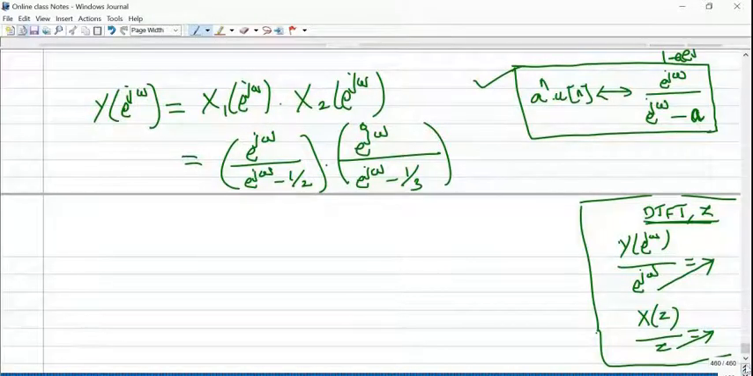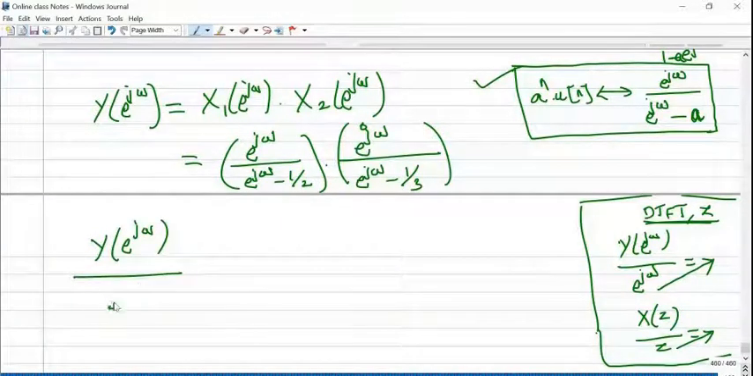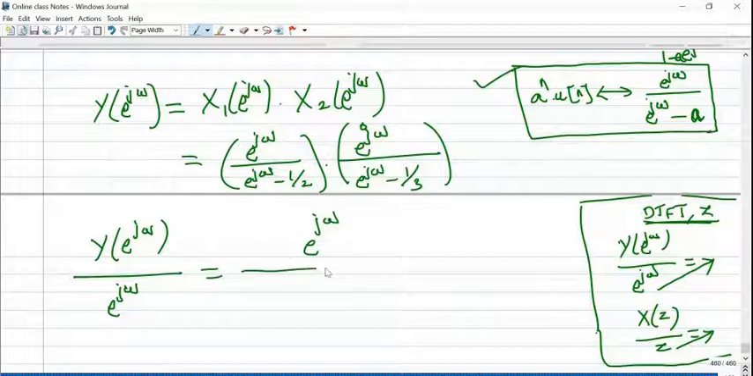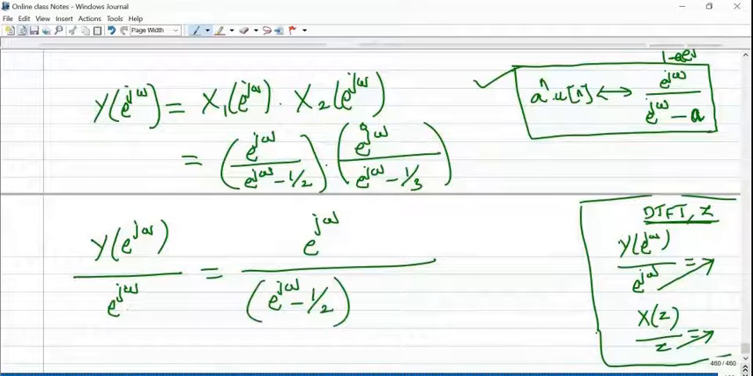So remember this particular point, for DTFT as well as Z transform. What I'm going to do is keep one e power j omega on the left side of the denominator. So your resultant equation is e power j omega divided by e power j omega minus 1 by 2, and so on. Why am I keeping this? At the last step, I will multiply e power j omega again on the right side, so that I will get the format e power j omega divided by e power j omega minus a.